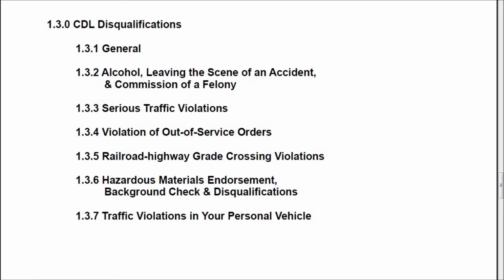Subsection 3.5 Railroad, highway, grade crossing violations. Subsection 3.6 Hazardous materials, endorsement, background checks, and disqualifications. Subsection 3.7 Traffic violations in your personal vehicle.